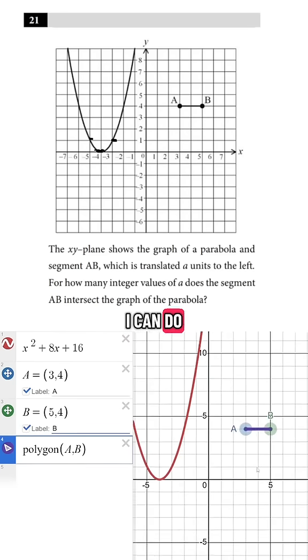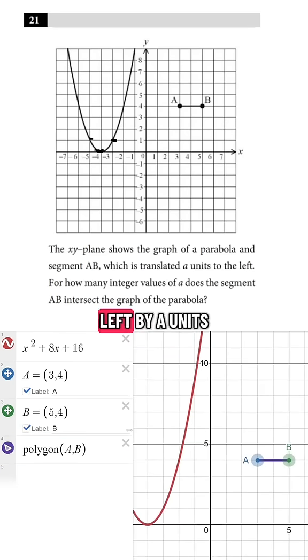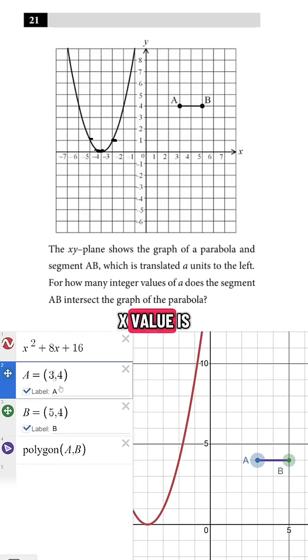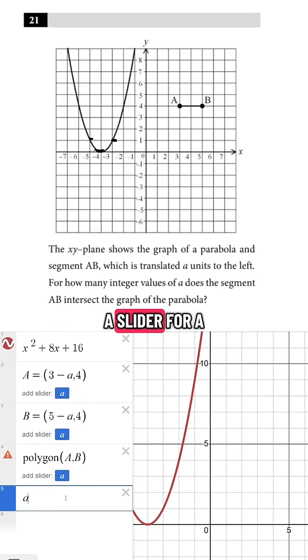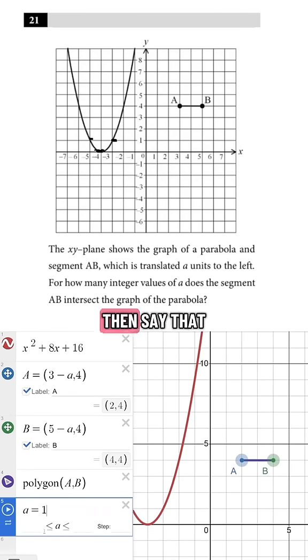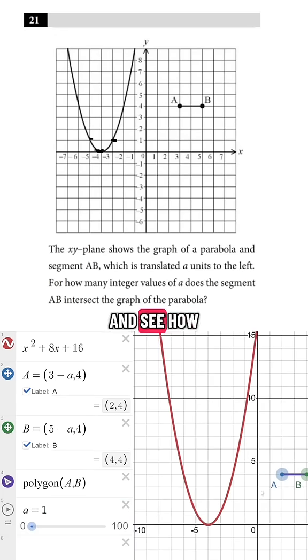And now to move this to the left by A units, I'm just going to say that the X value is equal to 3 minus A. And now if I add a slider for A, I need to say that A has to be at least 0 because we have to move it at least 0 points to the left, right? And let's say it goes up to 100, and the step is going to be 1 because A must be an integer.